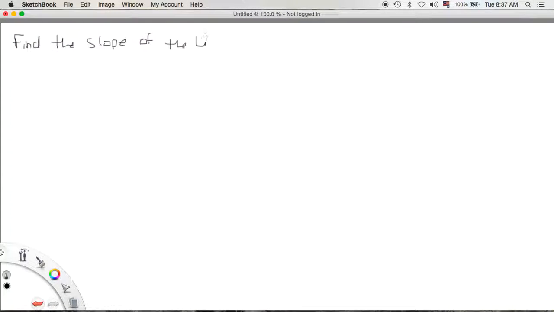What if I ask you to find the slope of the line tangent to the curve, sine of xy equals x at the point (1/2, pi over 3)? Well, remember, slope of the tangent line, that means we're going to find the derivative. So we need to find the derivative of this.